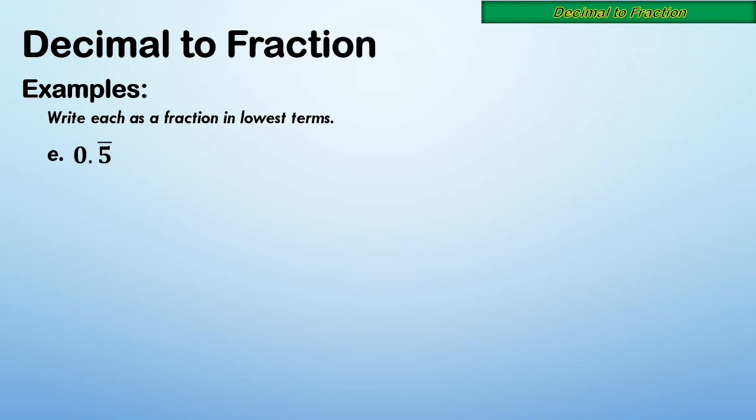Okay. Now, another 0.5. Sige nga, subukan nyo nga. 0.5 and so on. 5 ang paulit-ulit. Ano yung multiply dyan? 10. Okay. Then, ano yung denominator niya? 9. Ayun siya. Yan, 9. Then, 5 over 9.